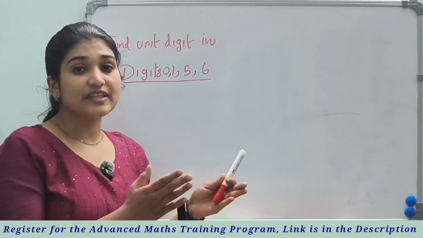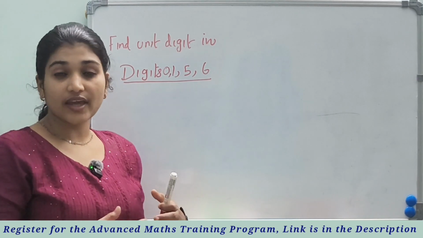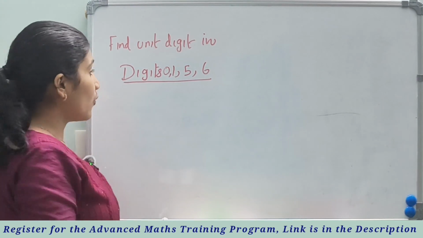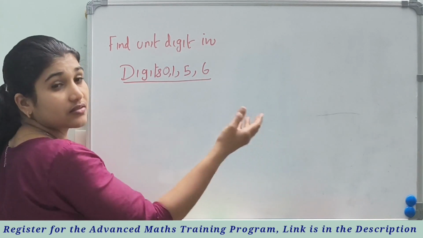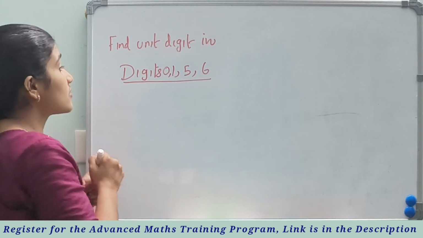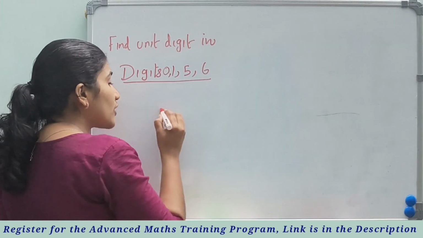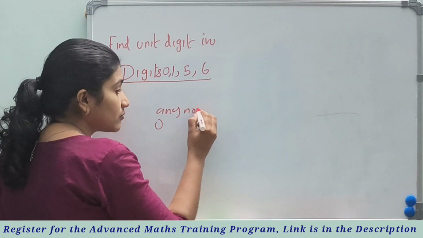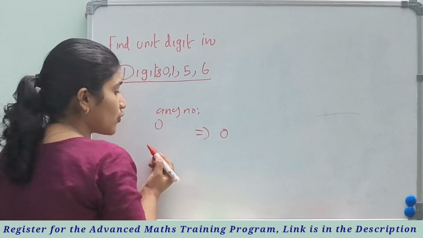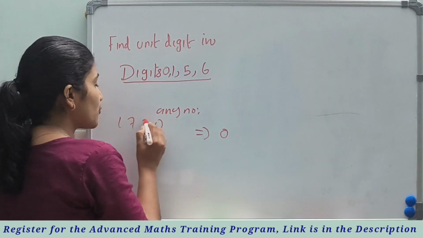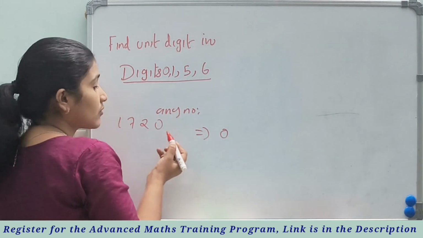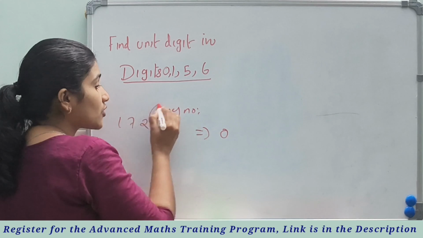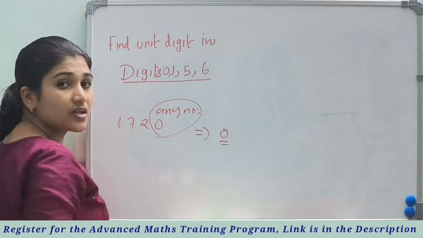Here we learnt about digits 4 and 9. We can club it into the category of odd and even. Now we can club these 4 numbers together: digits 0, 1, 5 and 6. 0 raised to any number, unit digit will become 0. We already know. 1720. Here 1720 raised to any number means 0 raised to any number. So unit digit is 0.